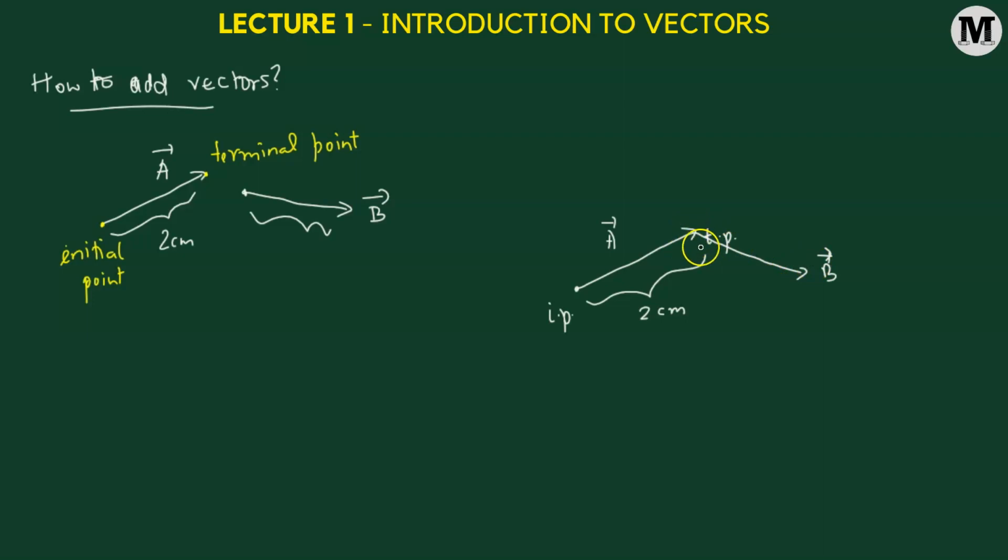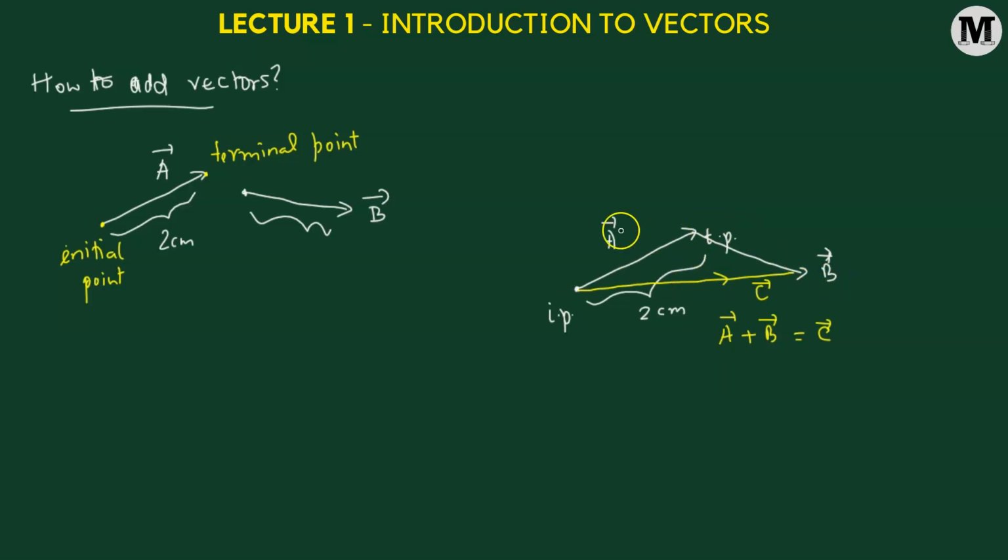Now to add the two vectors, all we have to do is join the initial point of vector A with the terminal point of vector B. When we join this, we get a third vector. This third vector is going to be referred to as the sum of vectors A and B. So vector A when added to vector B gives rise to a new vector, and we're going to name it vector C. The way to do it is to join the terminal point of one vector with the initial point of the other vector.